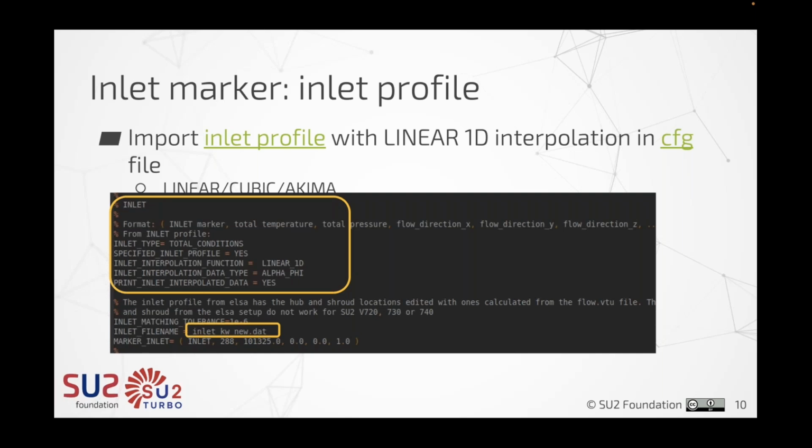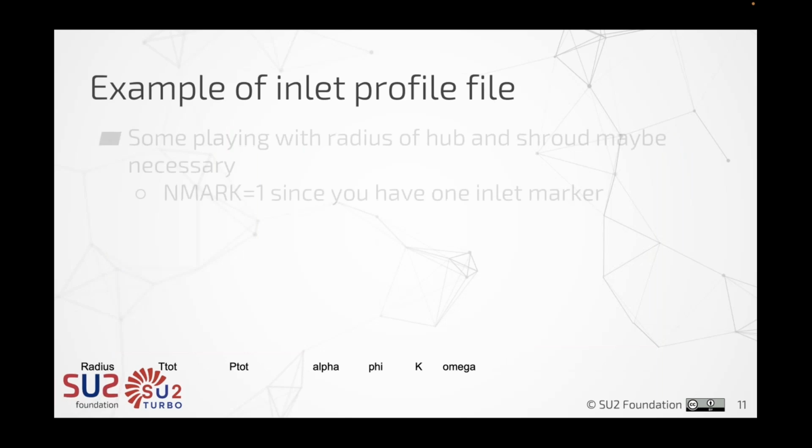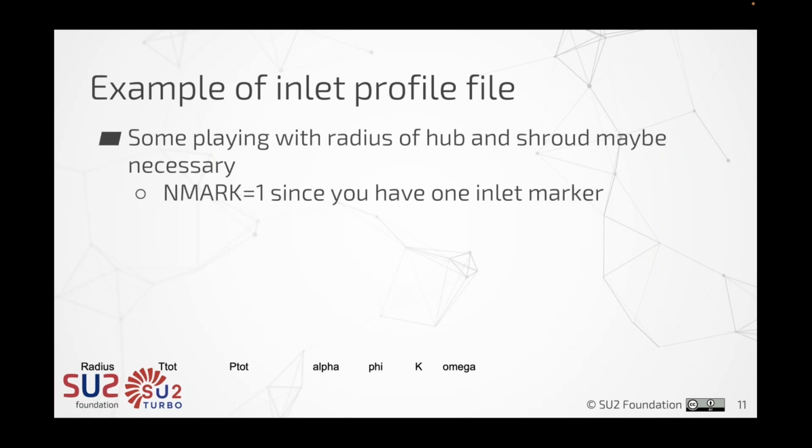This here is the inlet matching tolerance, and here it's 1 × 10⁻⁶. Sometimes you will have to play with this, depending on your problem. I mean, sometimes it can misfire, so you'll have to look at this, and you may also have to look at your shroud and your hub radii and see if they are outside or inside the bounds of the interpolation. So like I said, some playing with the radius of the hub and shroud may be necessary.